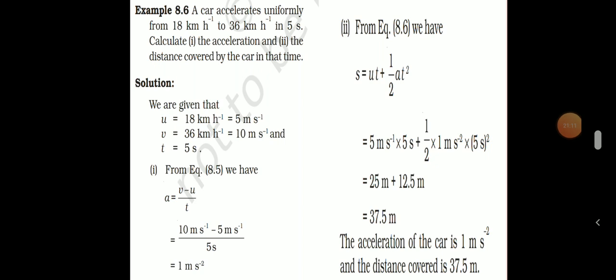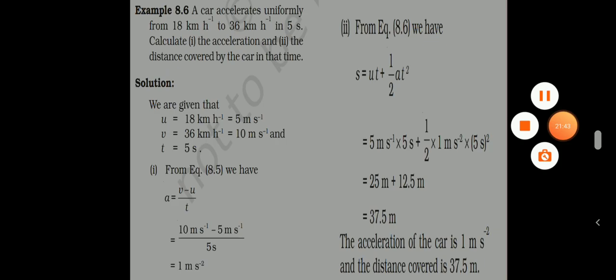So in this way we have found out the acceleration and the distance covered. Here to find out the acceleration, we have used Newton's first equation of motion, and to find out the distance we have used Newton's second equation of motion. But to find out the distance we can also use Newton's third equation of motion. Now let us understand it with another example.